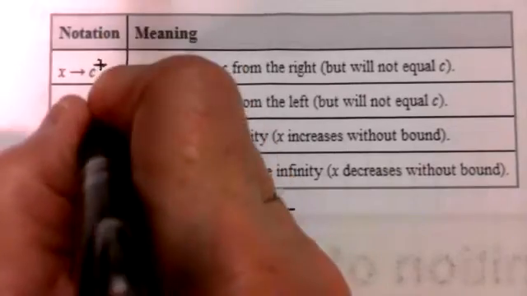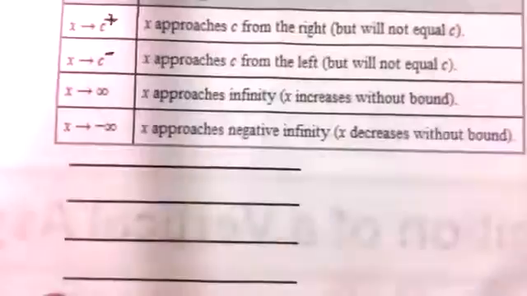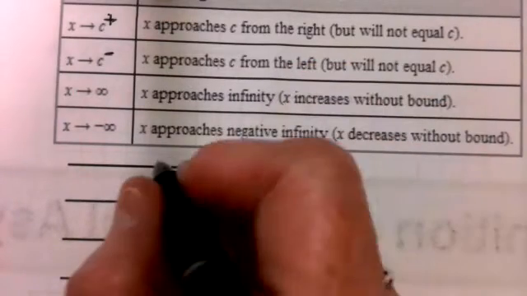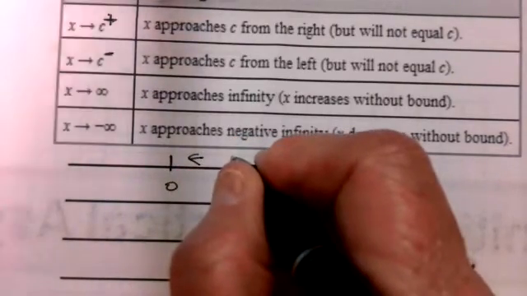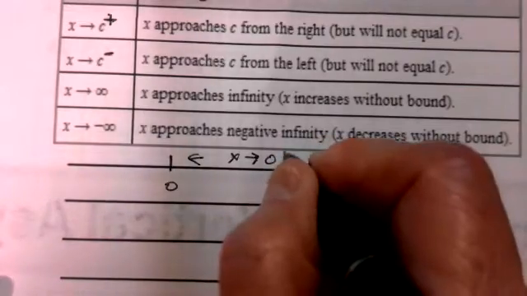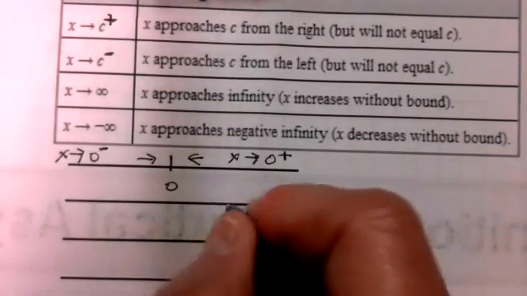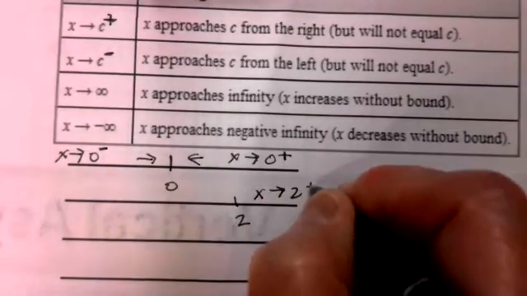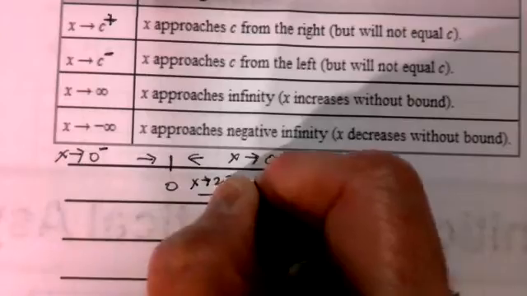So that's a plus sign. This is a minus. And this means as x approaches whatever C is from the right, but does not reach C. So for instance, if this is 0, this would be x approaching 0 from the right. But if we're coming in this way, this would be x approaching 0 from the left. And it doesn't have to be 0. It could be some other number, like say 2. And then x would be approaching 2 from the right. Or if it's coming in this way, x is approaching 2 from the left.